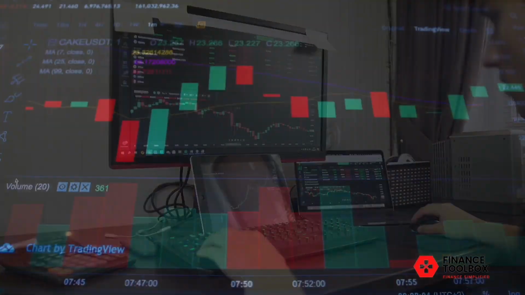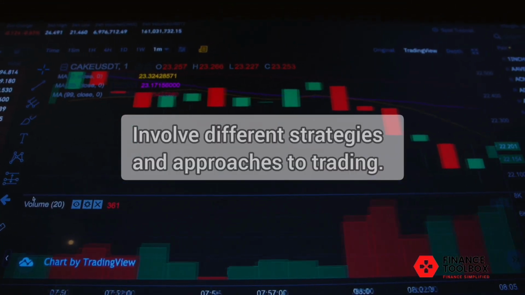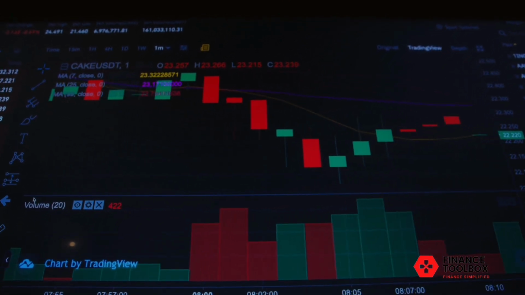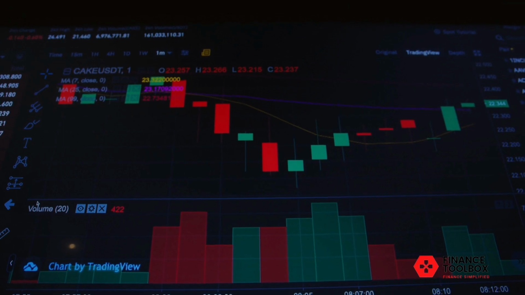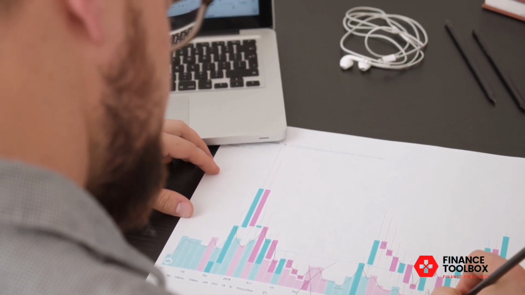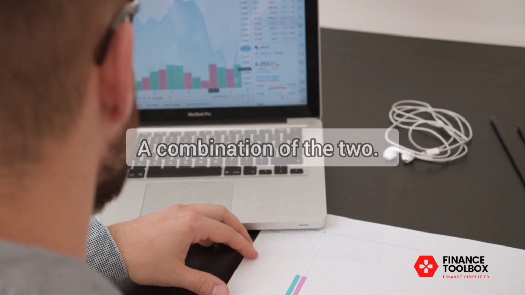Fundamental and technical analysis involve very different strategies and approaches to trading, offering unique value and insights to support trading decisions, and when to enter or exit a trade. While some traders prefer to use these types of analysis separately based on their preferred trading style and goals, many use a combination of the two.